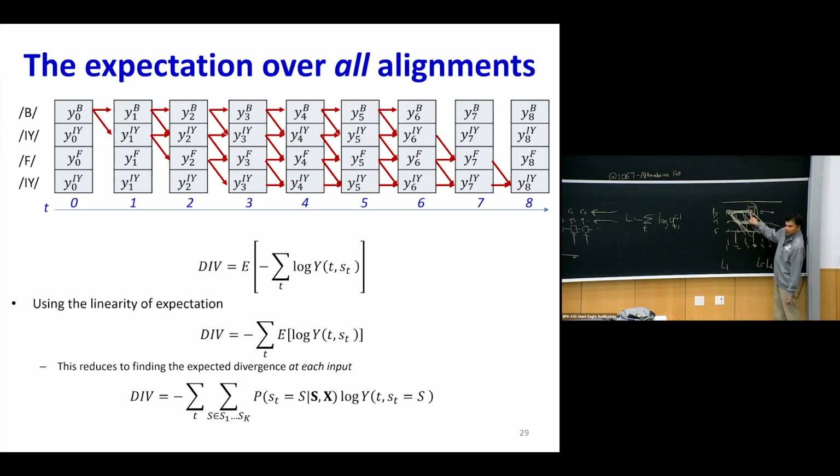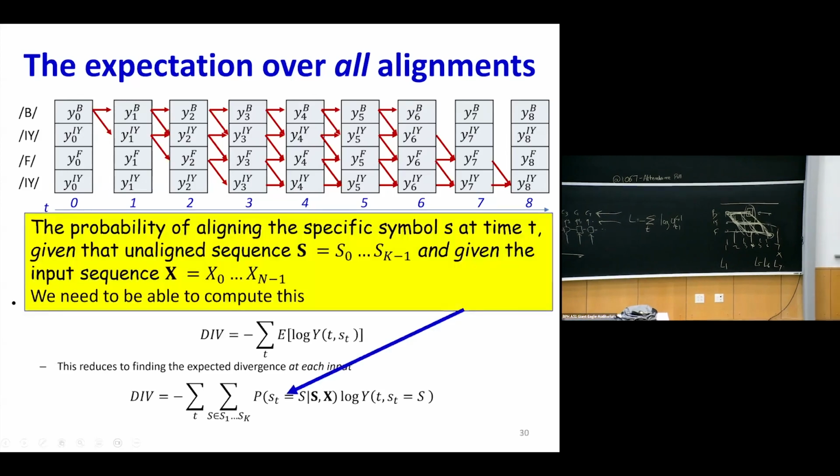If this were the correct symbol, what is the loss? Multiplied by the probability that this is the correct symbol. Plus, had this been the correct symbol, what is the loss? Multiplied by the probability that it's the correct symbol. Plus, had this been the correct symbol, what is the loss? Multiplied by the probability that it's the correct symbol. And I just do that down the column, and then I go across time. That makes sense, right? We simplified the problem.